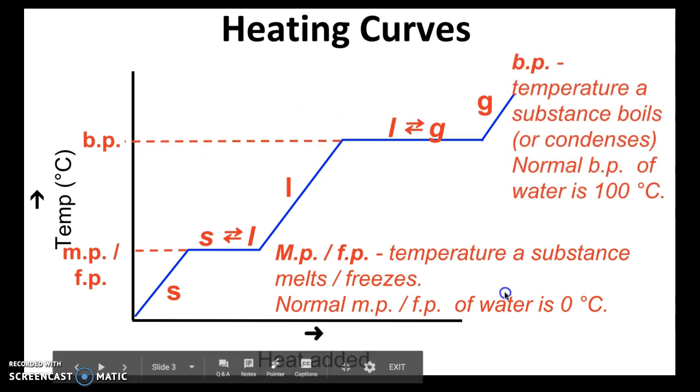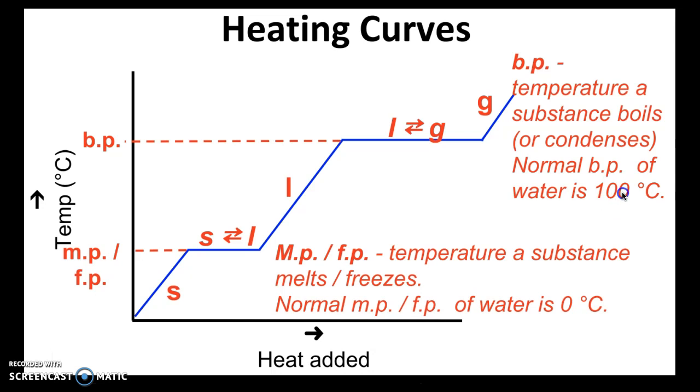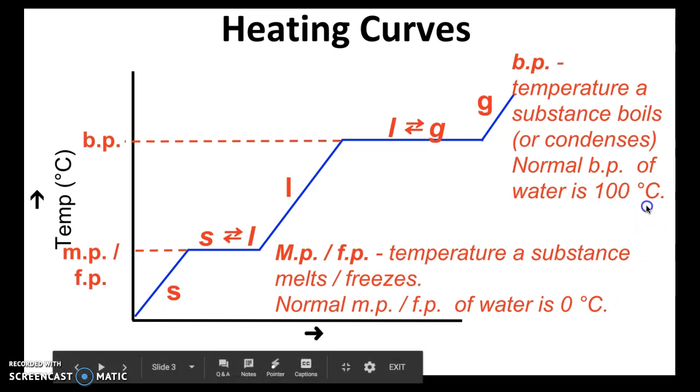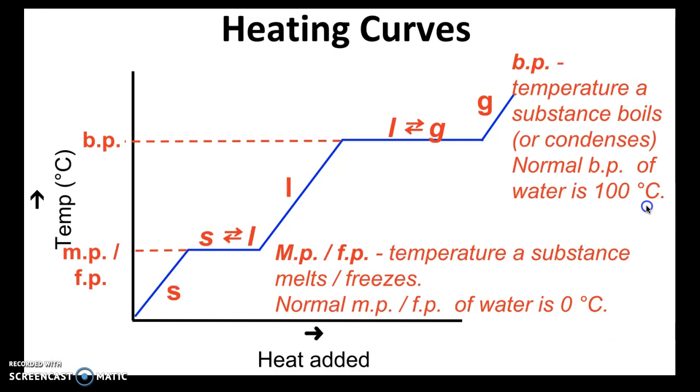Now, a couple of temperatures you should memorize are the normal melting or freezing point of water, 0 degrees, and the normal boiling point of water, or the point at which it condenses, 100 degrees. These are things that you're just expected to know because they're so important, and they actually are the two values that are used to make the Celsius scale.